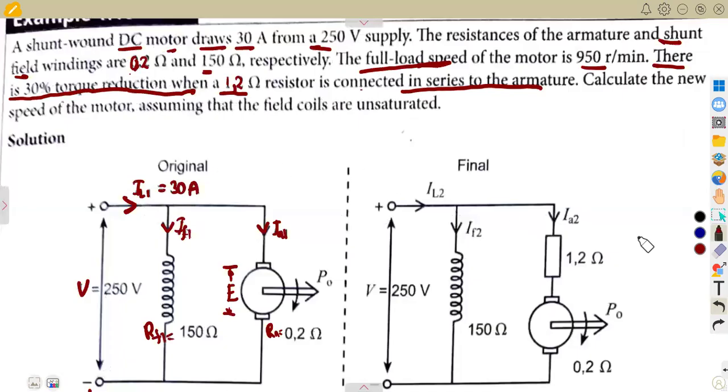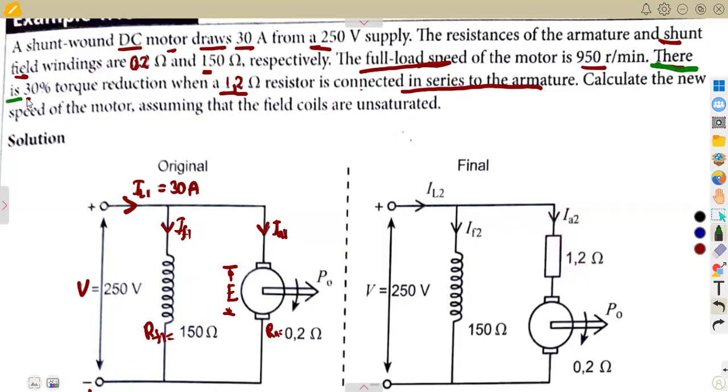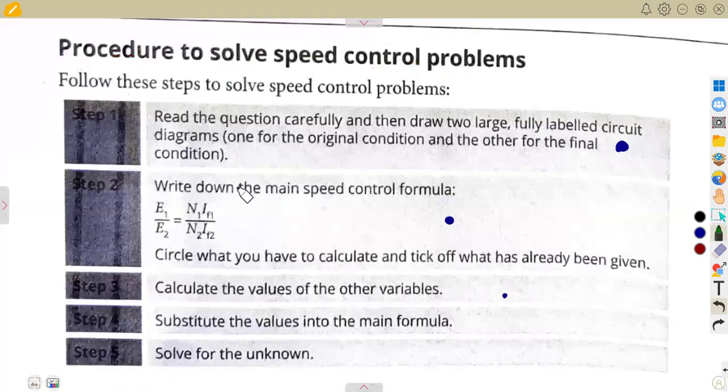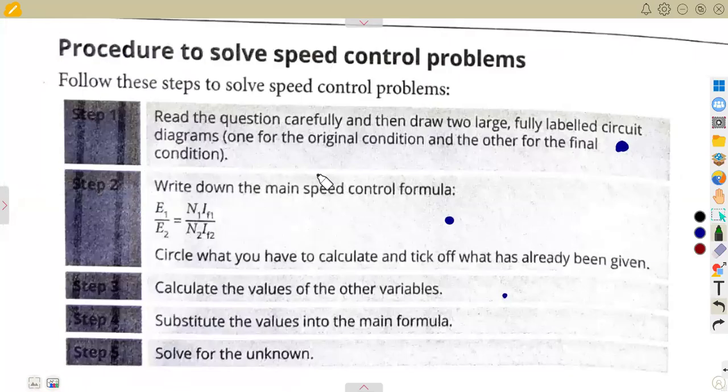we want to go back to that part here. I want you to see this. They are saying there is 30% torque reduction. So it is the same condition as this one that we are given here, which states that assume that the torque is reduced by a certain percentage. So T2 is going to be 100 minus that percentage reduction. Remember, they're saying it is reduced.